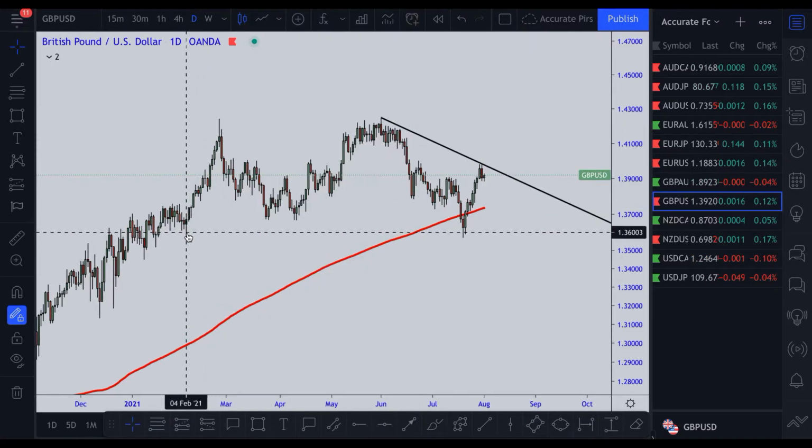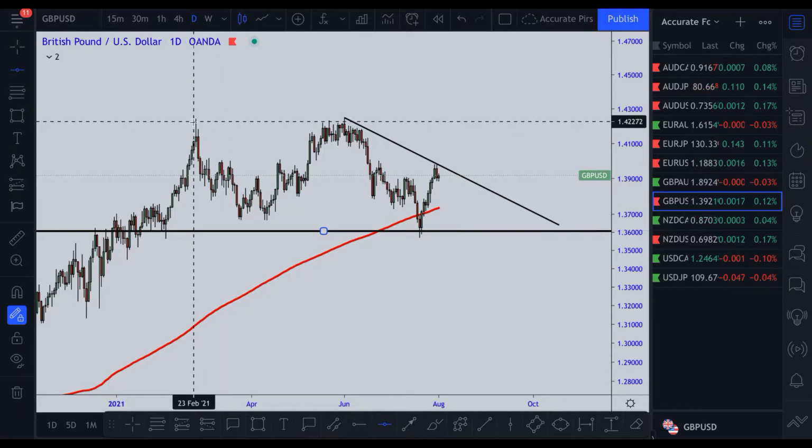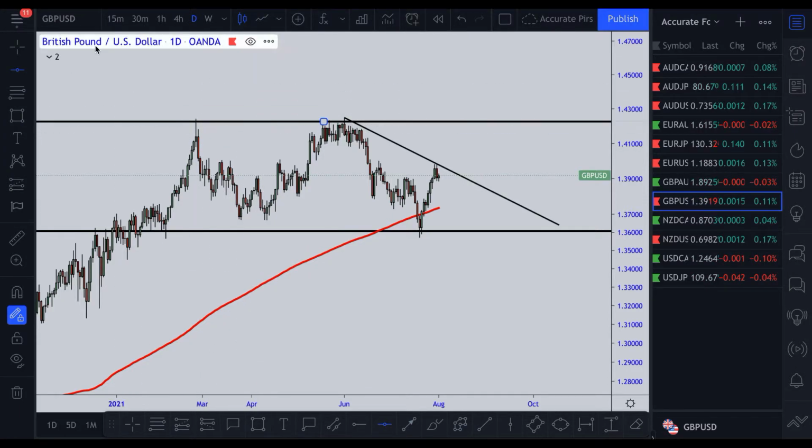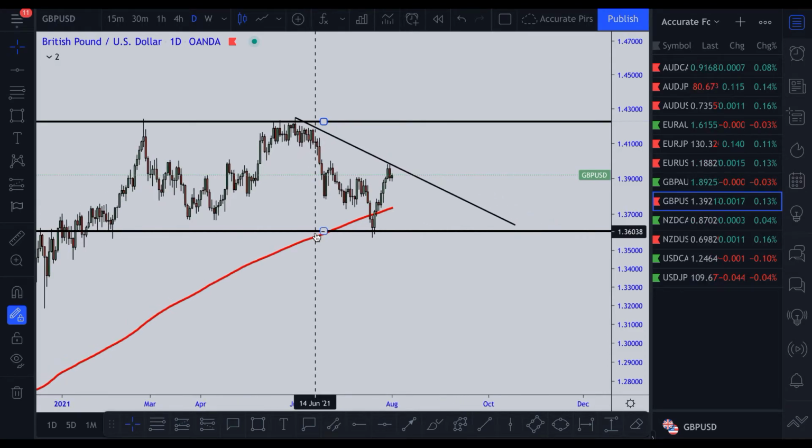Any major key levels I will highlight? Probably just this level right here. I will look out for that level right here, and this resistance level right here. So there's a major resistance level and a support level right here on GBPUSD.